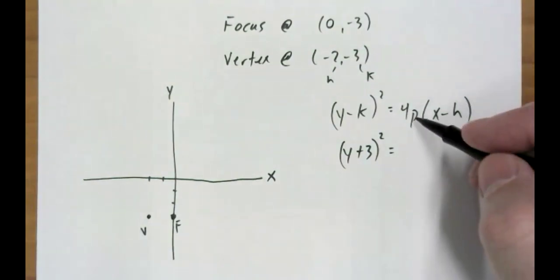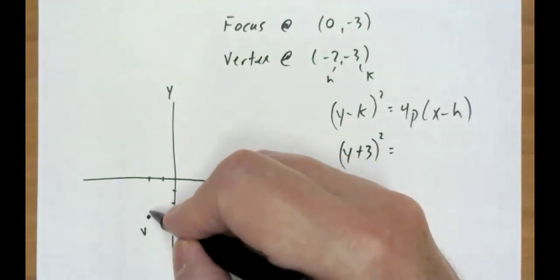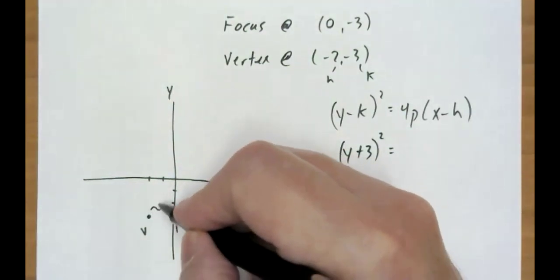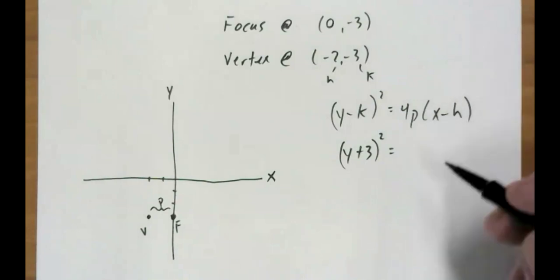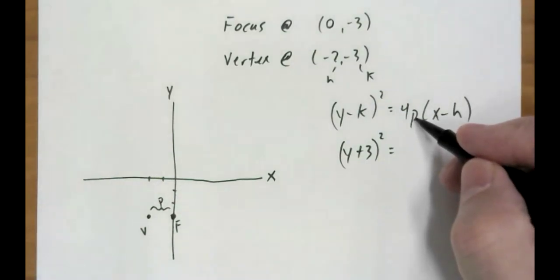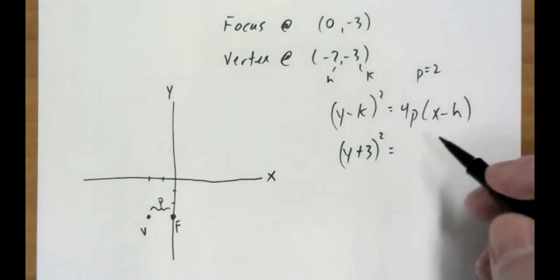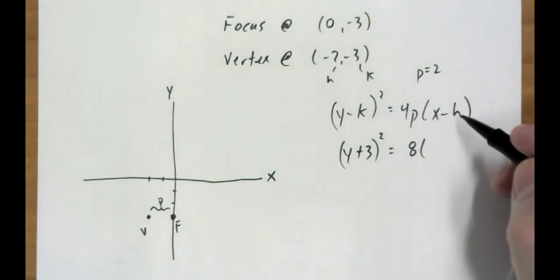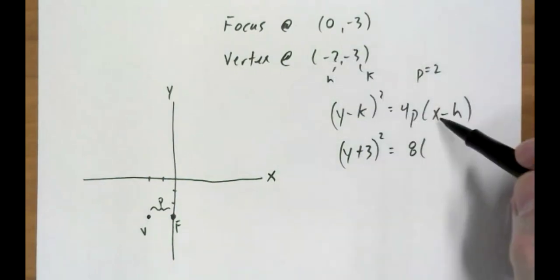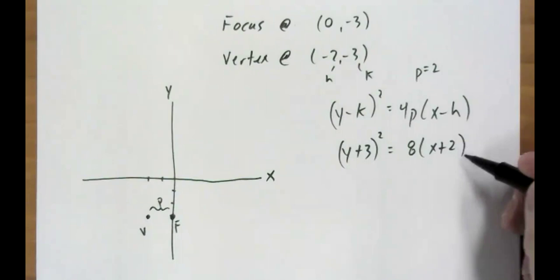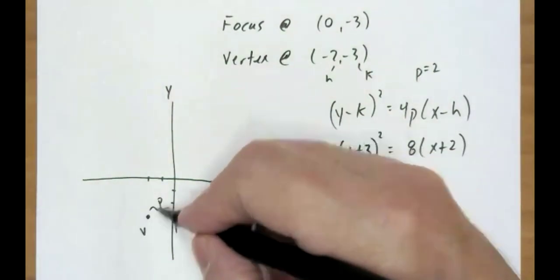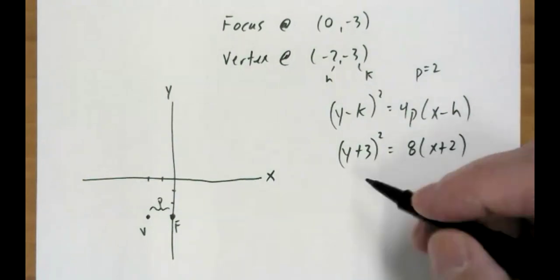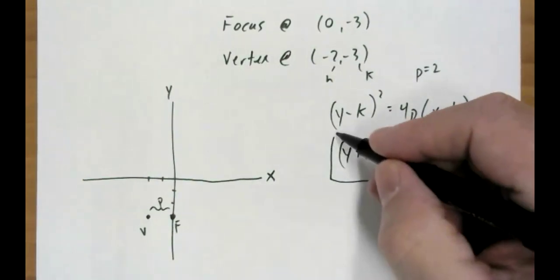Let's go ahead and determine the p. P is always the distance between the vertex and the focus. In this case, it's 2. So I'm going to put a 2 in for p, which makes this 8. And then my h is -2. So x minus -2, x plus 2. So now the last thing I have to check, should this be a positive or negative term? And since this is going to open to the right, that ends up being positive. So this should be my equation.